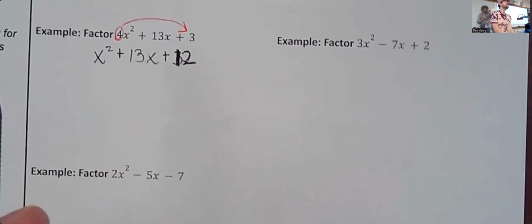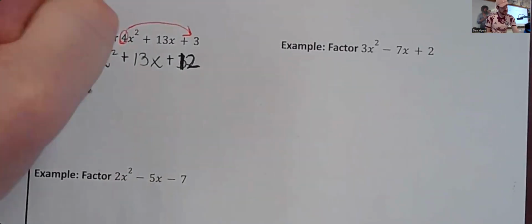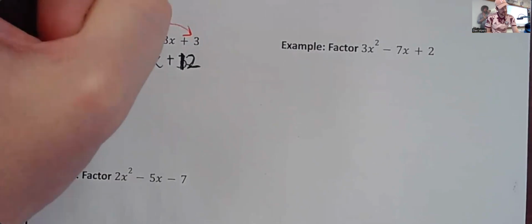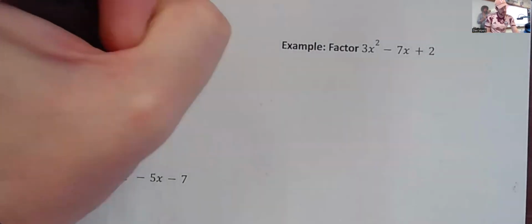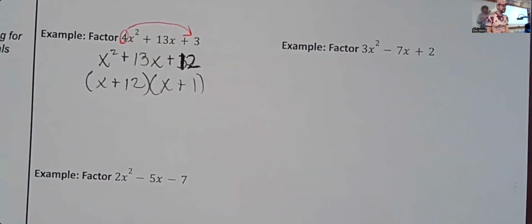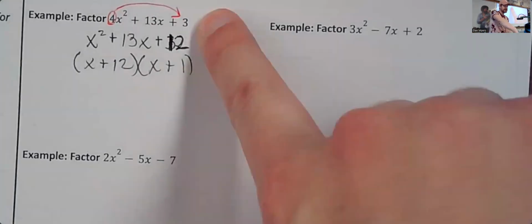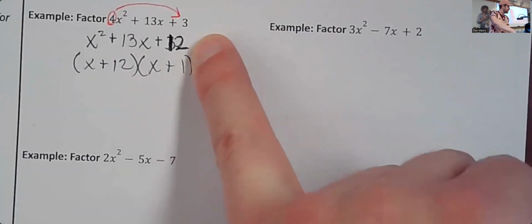What would it be? 12 and 1, yeah, 1 and 12. So x plus 12 times x plus 1. We're not done, though, because if you FOIL this back out, you certainly won't get back to the beginning. You'll only get back to the previous step.